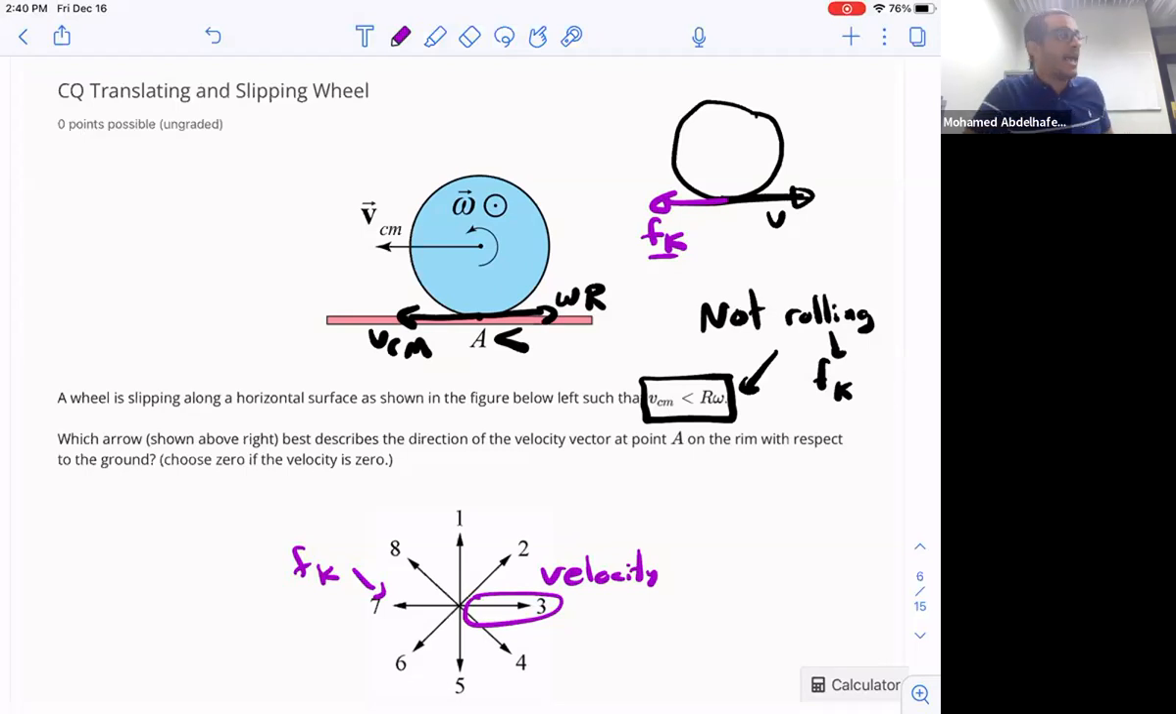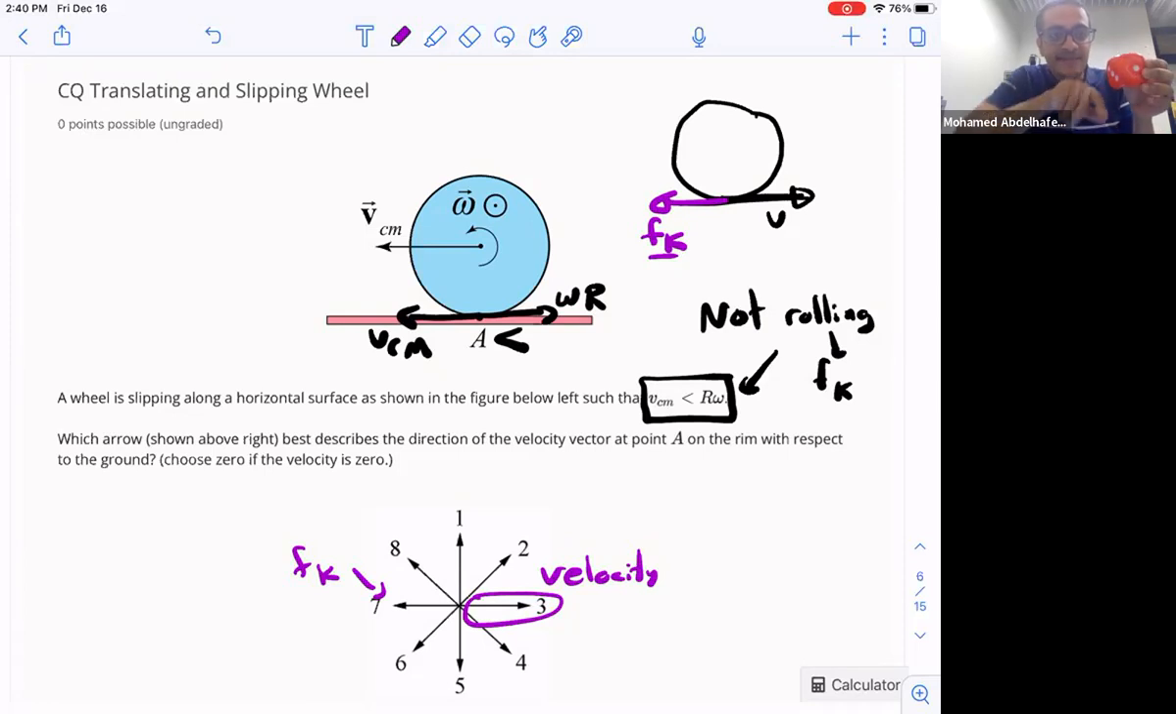The whole thing is translating and rotating at the same time. So every point on the sphere, on the wheel, has two kinds of motion. And I'm interested in just the contact point. This is what matters to me. The contact point right here, the whole object is translating to the left. So the contact point is translating to the left with VCM, the same VCM. The whole object is moving translationally with VCM. At the same time, it is spinning like this.